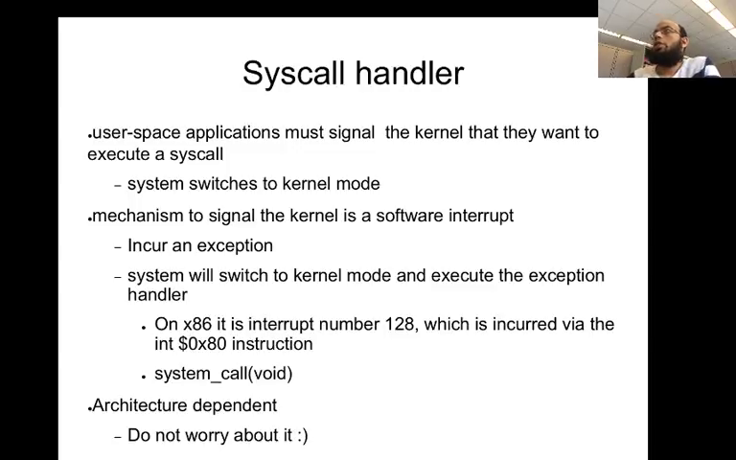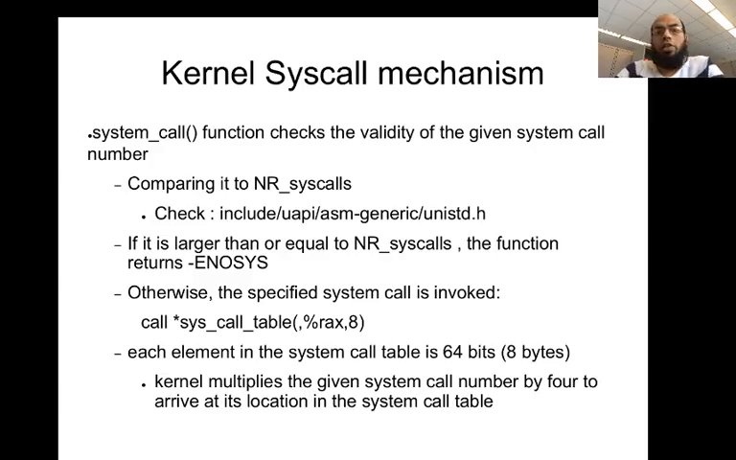Now, let us look at how the kernel deals with the system call, the mechanism. The system call function basically checks the validity of the given system call number. This is like the first thing that we have always emphasized: you want to make sure that the system call is legit and that it's allowed. Then you compare it to the number of system calls, basically checking the unistd.h, looking for the system call in the system call table.